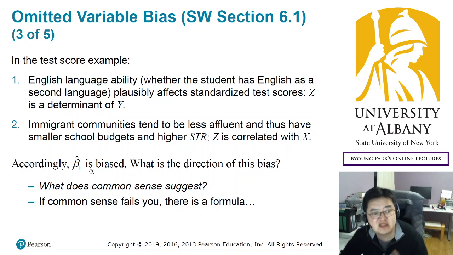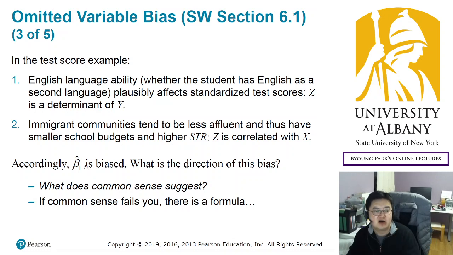So let's think about this. Let me explain in casual words. So originally, without the confounding variable, beta 1 is the effect of student to teacher ratio on the test score. So beta 1 must be negative. As the student teacher ratio increases, the test score will decrease.